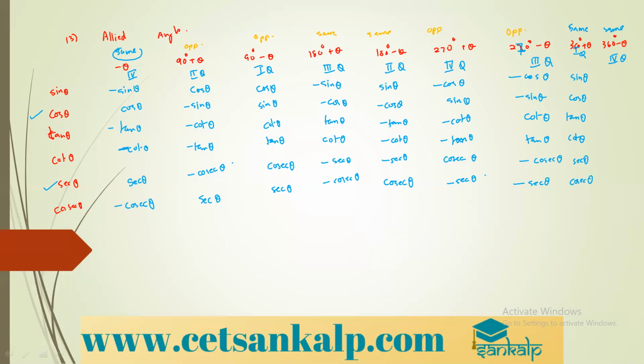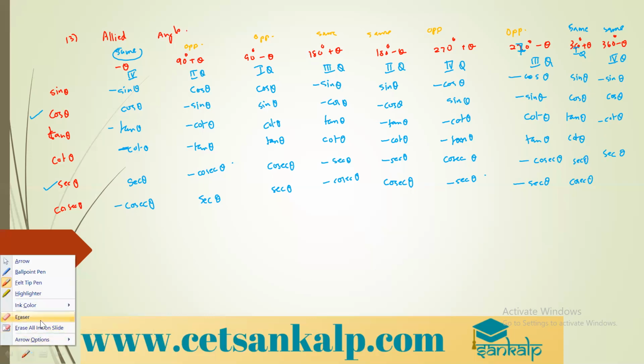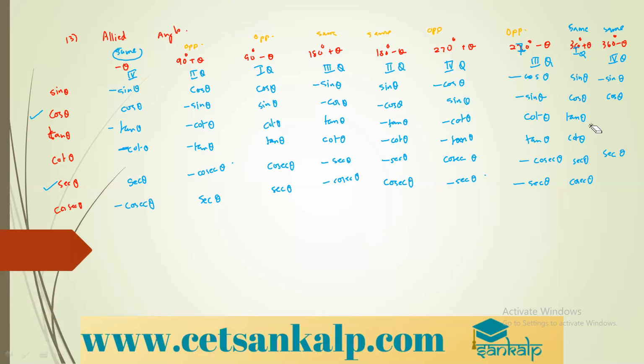360 minus is also same, but in fourth quadrant, same and positive means cos. Cos theta is same and positive. Secant theta is same and positive. Remaining all are same but negative. Sin theta is negative. Minus cotangent theta. I have to write it down because I have to write same.